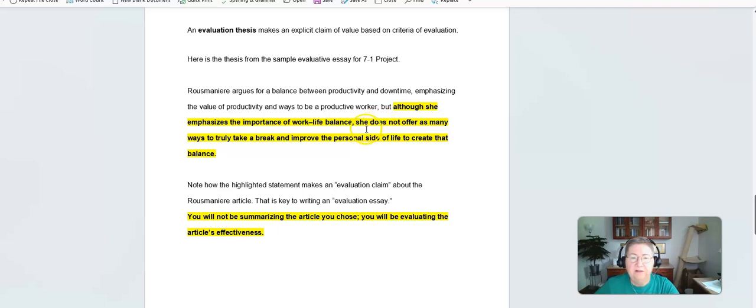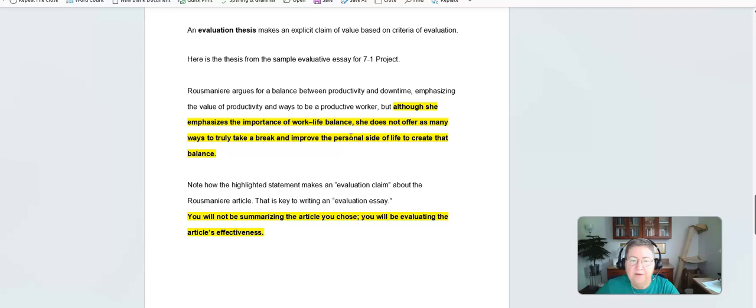So here we've made a claim, an evaluative claim about the effectiveness of that article. How effectively does she accomplish her purpose? And the claim says, although she emphasizes the importance of work-life balance, that's what she does well, she does not offer as many ways to truly take a break and improve the personal side of life to create that balance. That is the critical or the evaluative claim. She does this well, but she doesn't do this other thing as well.